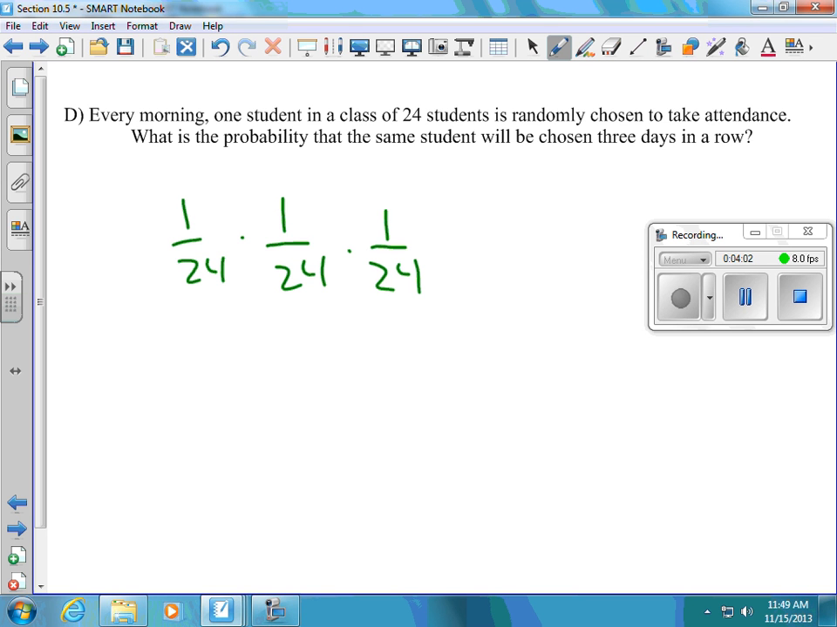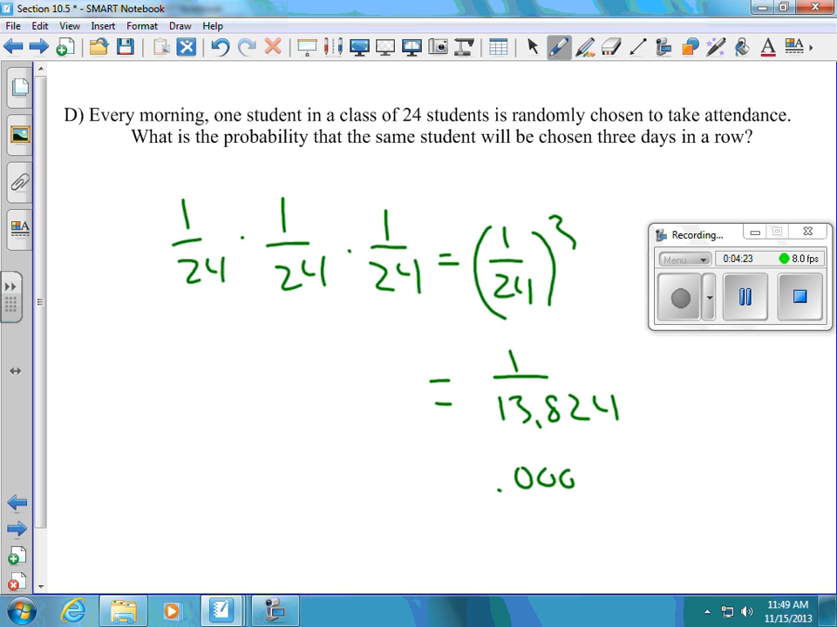So we can apply this independent formula to more than 2 events. So you get 3, 4, 5 events. If they're all independent, we just multiply the probabilities together. So that's 1 out of 24 to the 3rd power, or just 1 out of 13,824. If you get a decimal for that, the likelihood of being picked 3 straight days, well, it's about like playing the lottery.